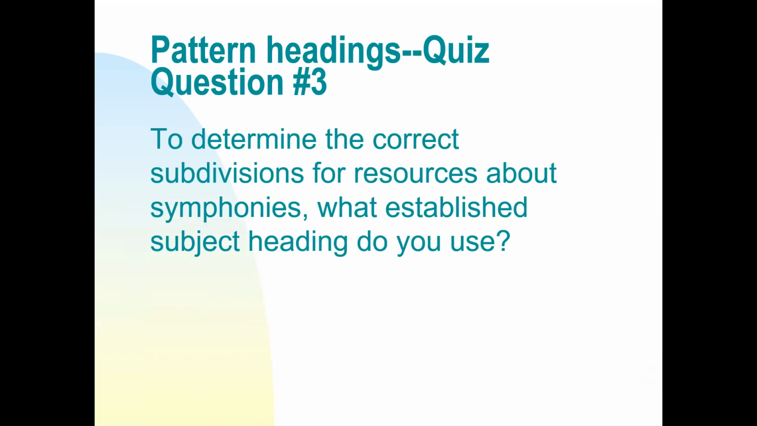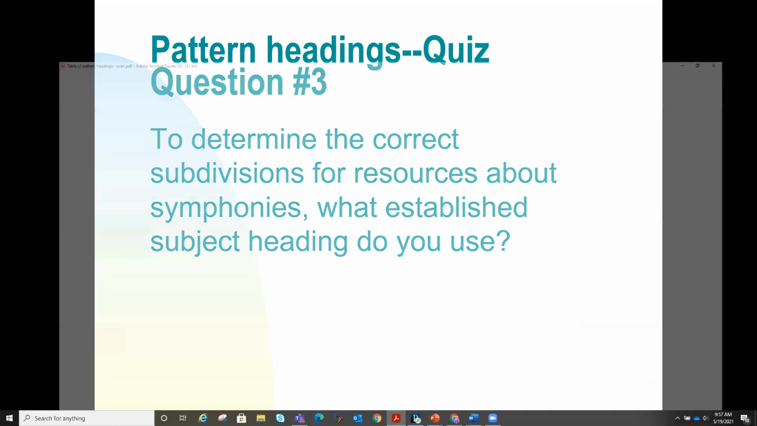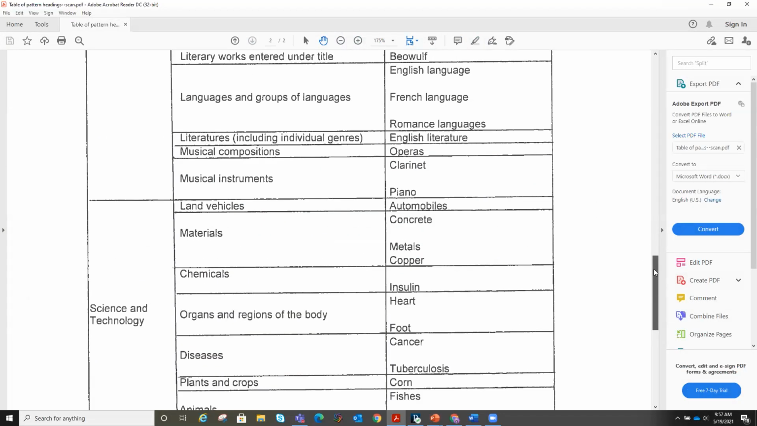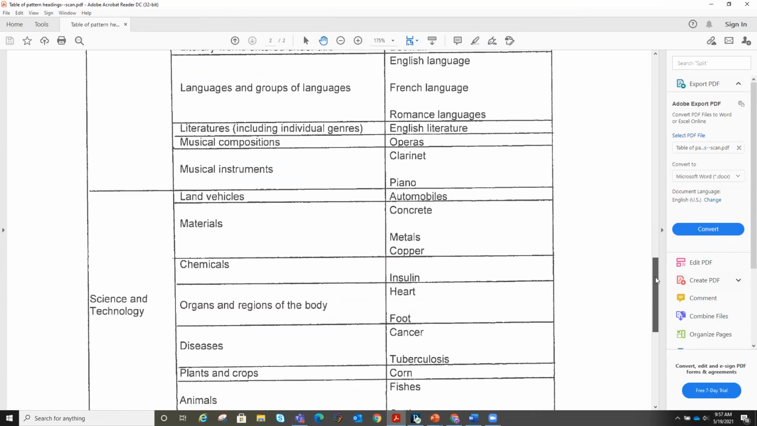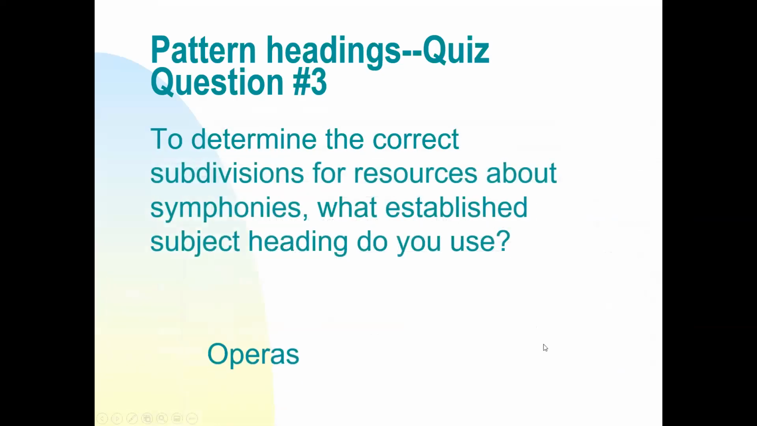To determine the correct subdivisions for resources about symphonies, what established subject heading do you use? So again, pop this up. Good, I'm seeing some answers that say operas. So we're going to look under musical compositions, and that's where we find the pattern heading, operas.